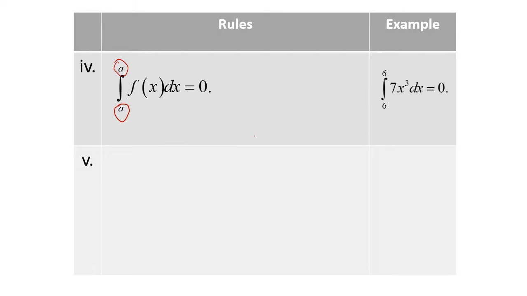So this is a simple example. When we integrate 7x cubed dx from 6 to 6, we notice the lower and upper limits are equivalent. So that's why the answer should be 0.